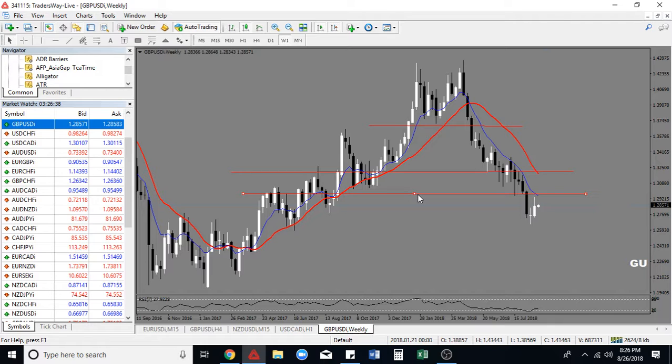But remember, it's just a zone. We also had a break below, but it's just sliding. It's like a landslide. I call it a landslide, week after week, just falling.